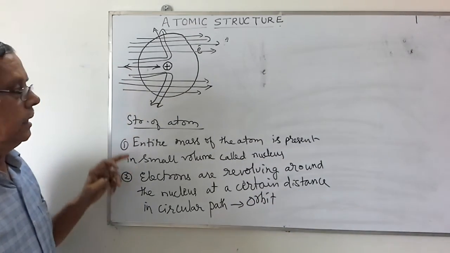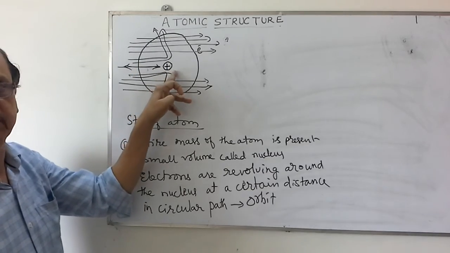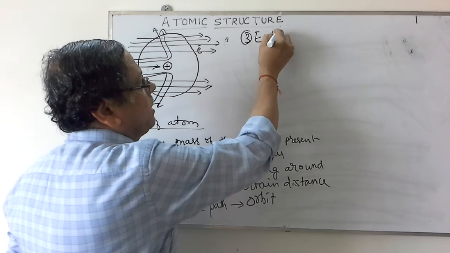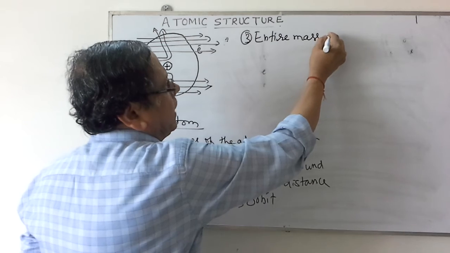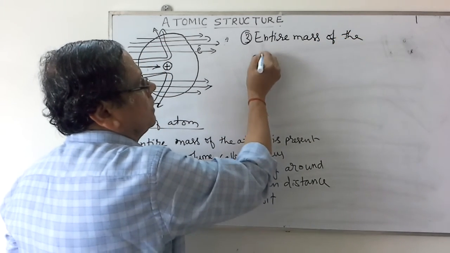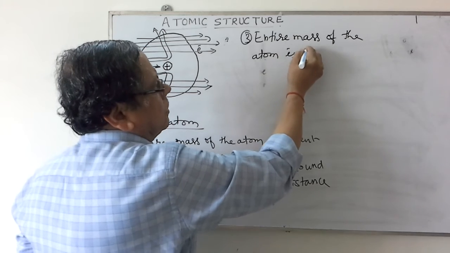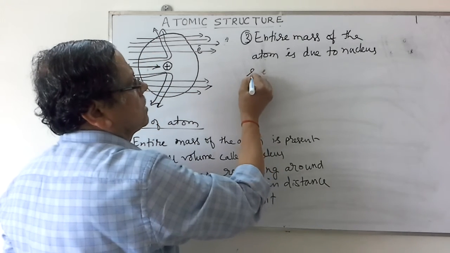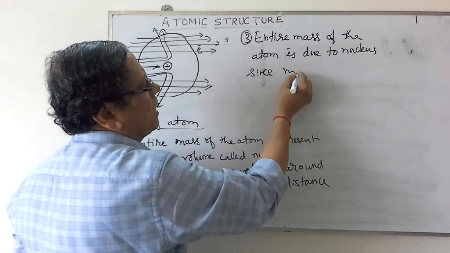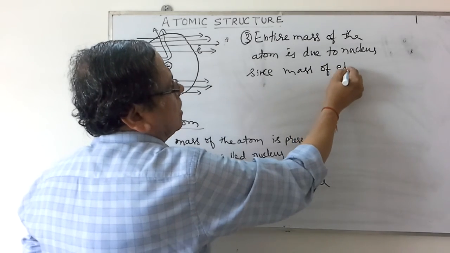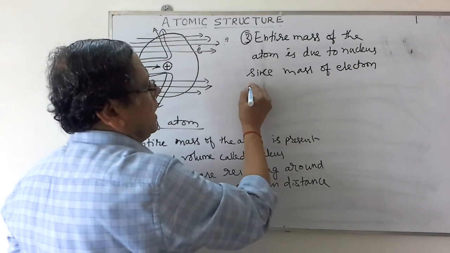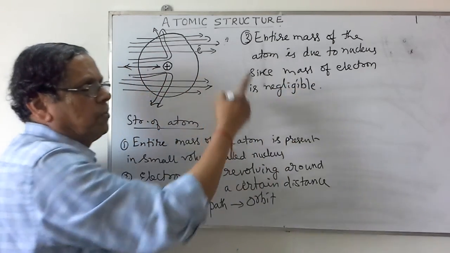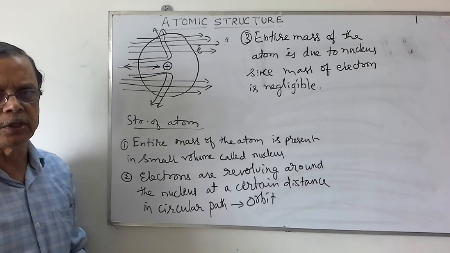Then the entire mass of the atom is due to the nucleus, because the mass of the electron is negligible. So this is about the model proposed by Rutherford.